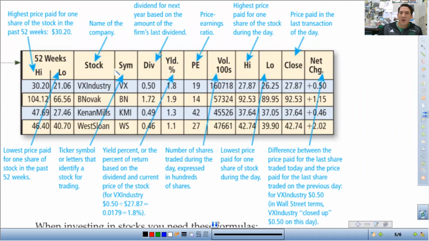But you need to understand what all this stuff is. We are going to get more into detail on some of the stuff, like the dividends, in later lessons. But just some basic things for this.